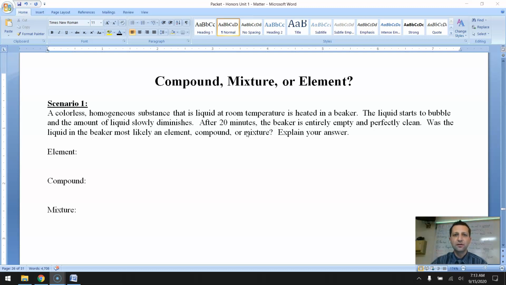This is a great review of a lot of the concepts from throughout the unit, from element, compound, mixture, all the way up through physical, chemical changes and methods of separation. So I'll walk through the first one with you, and you guys will work on the rest of them, and we'll go over them in class, or I'll have the answer key posted. So let's take a look at them.